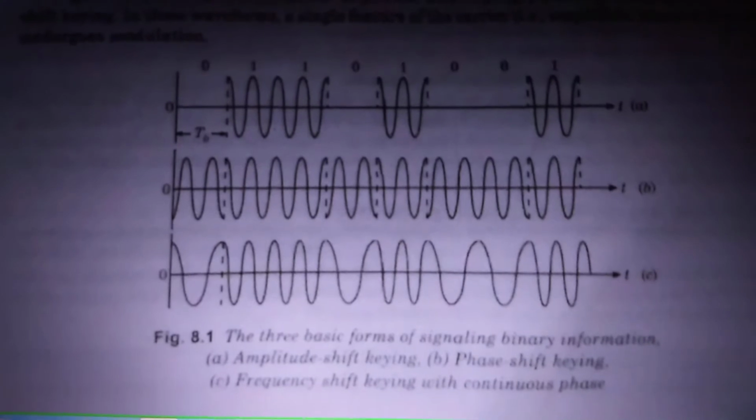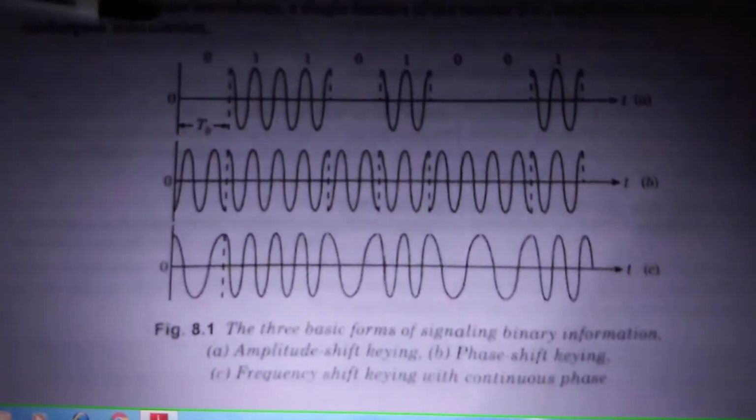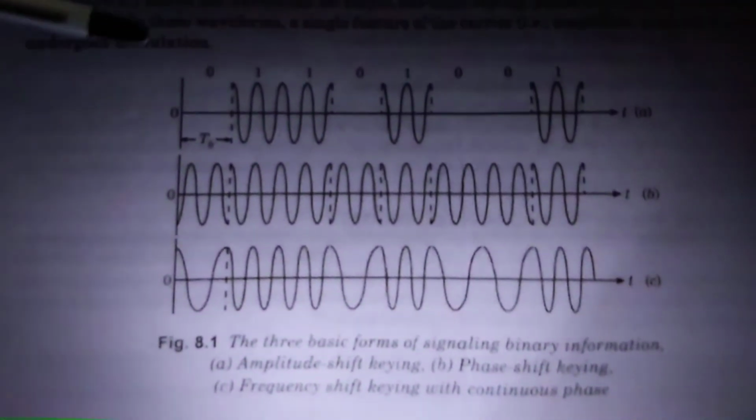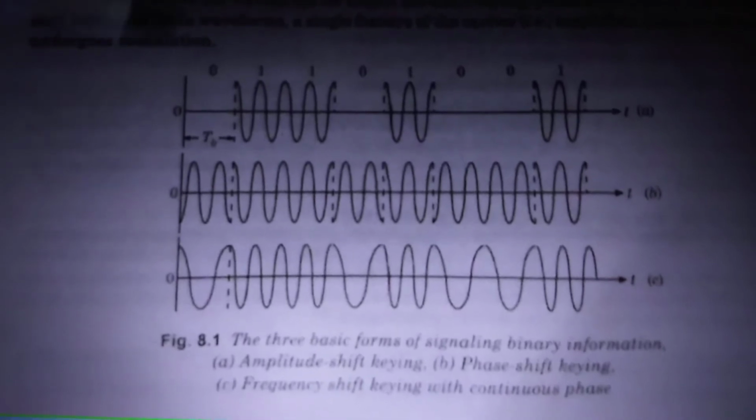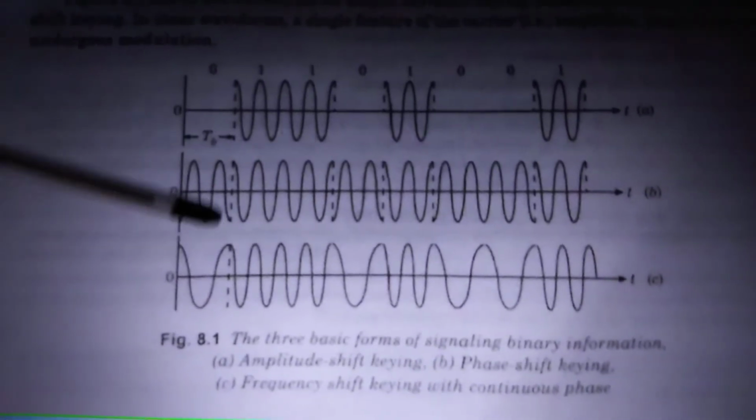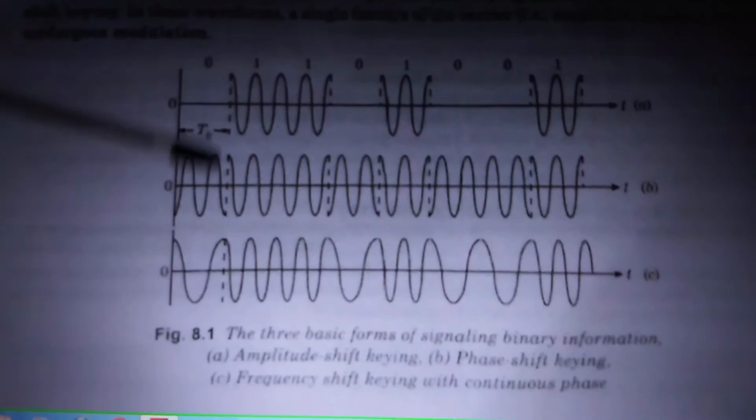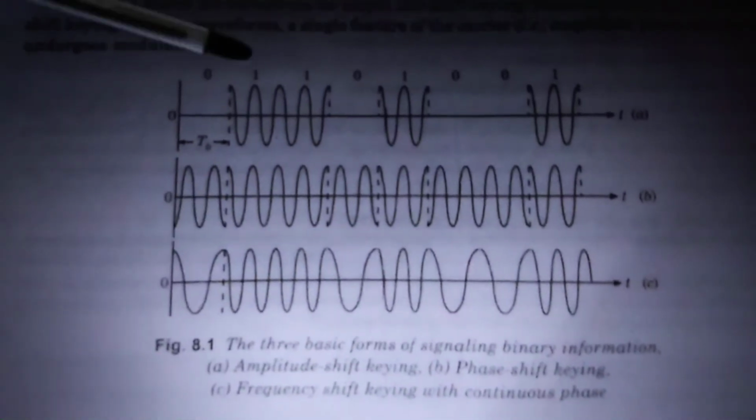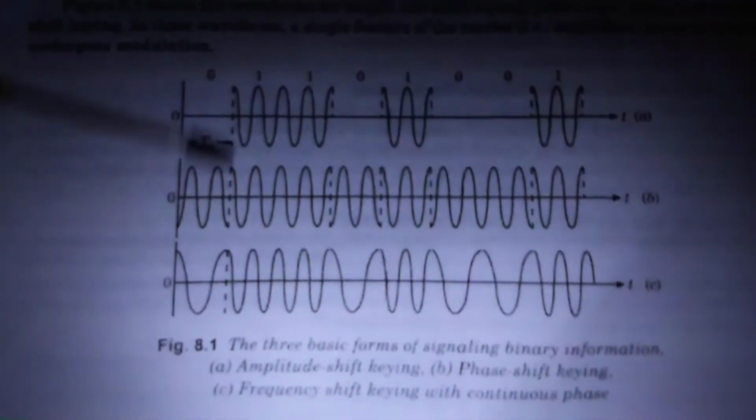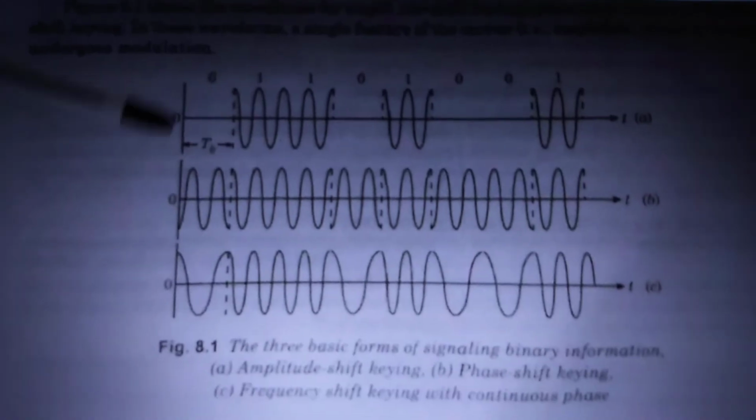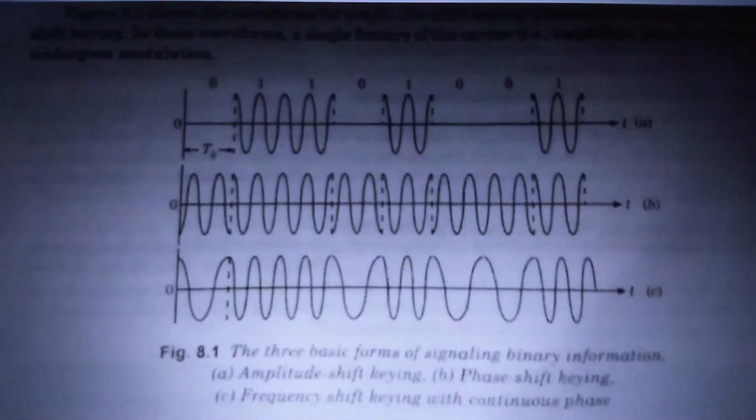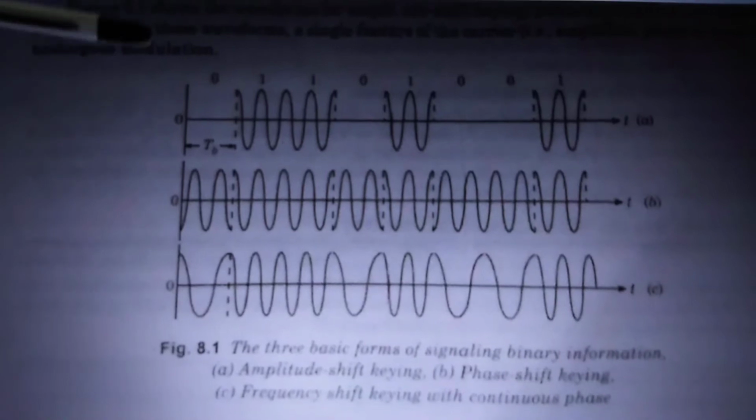Go to the next figure, figure B, which is related to the phase shift keying. Why is this called phase shift keying? If we see the bit pattern, when you are transmitting 0, look at the phase of this particular 0, and then the phase of the particular 1, you will find there is a phase change. That means the phase is changing in this case. For this reason, this is called phase shift keying.